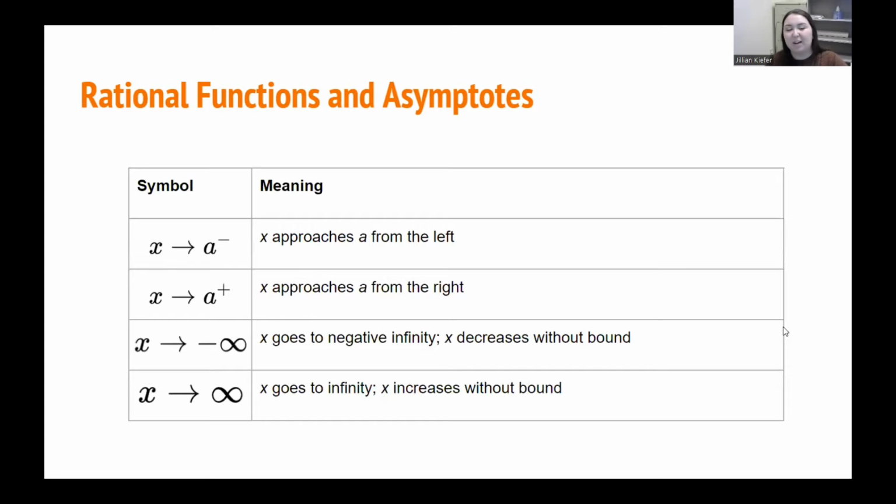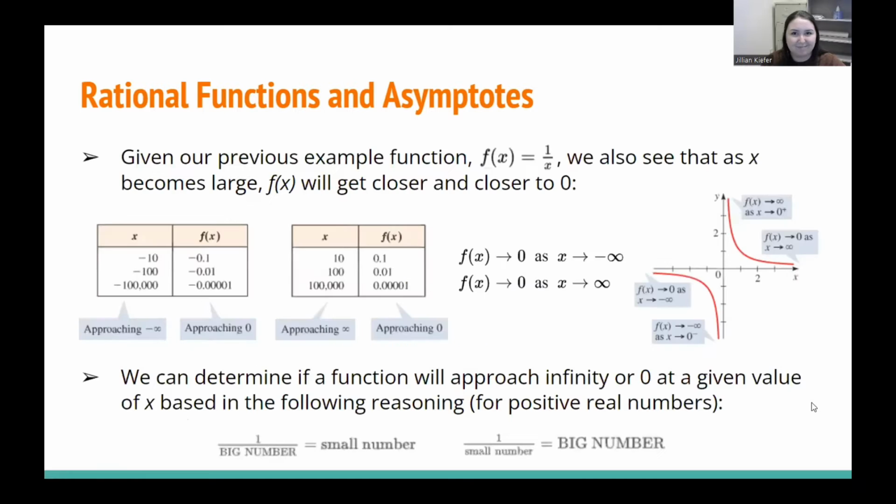But so here's a summary of the notation that we have here, just running through it really fast. Highly encourage you to pause, copy all this down. But we've got x approaches a from the left, the minus sign in the exponent spot means from the left. X approaches a from the right, the plus sign is in the exponent spot. Then we've got x approaches negative infinity or decreases without any bounds, and x approaches positive infinity or increases without any bounds. This is all using arrow notation. So highly encourage you to pause and copy this down if you haven't already.